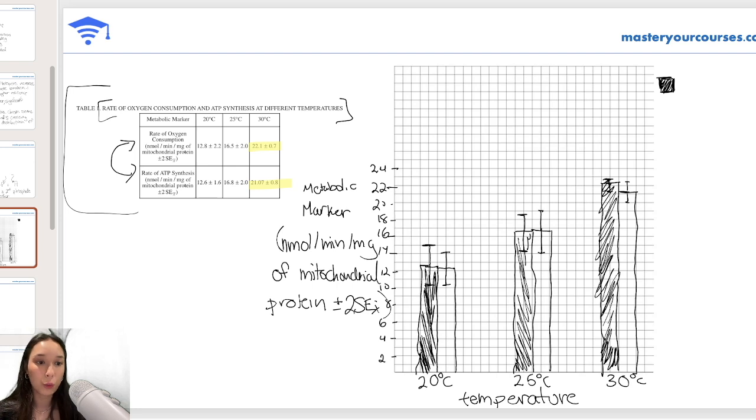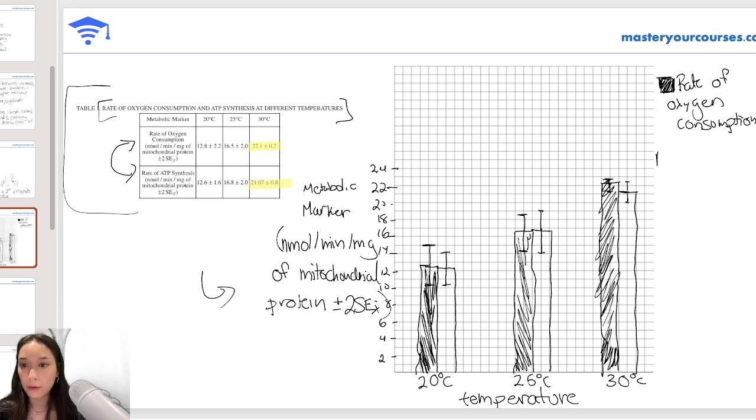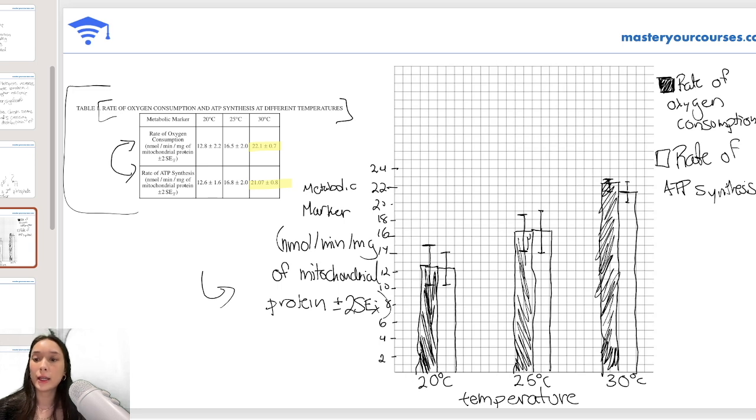So you would do a legend where you put this little colored in one, and then you would put, we made this one rate of oxygen consumption. So rate of oxygen consumption. You don't have to put the units here because you already put them here. You can just in case, but all they really want to know is which one's oxygen and which one is ATP. So this one's going to be rate of ATP synthesis. Okay, so that is this one.